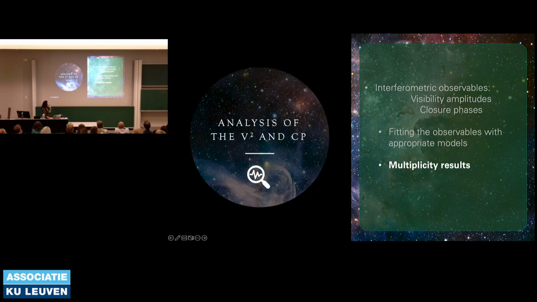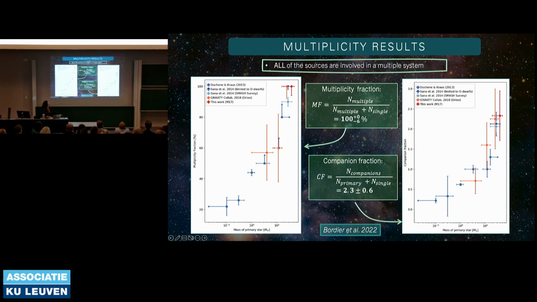Cool, and this brings me to the second to last point of this project, which is the multiplicity results. As I said just earlier, all of the sources are involved in a multiple system. So we can compute the multiplicity fraction, which is the number of multiples, which can be binaries, triples, or even more, out of the total number of sources that we observed. Of course we find 100% because all of them are multiple. And the companion fraction is a bit different because we count the number of companions and divide by the number of systems that we see.